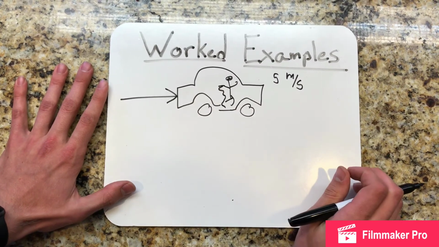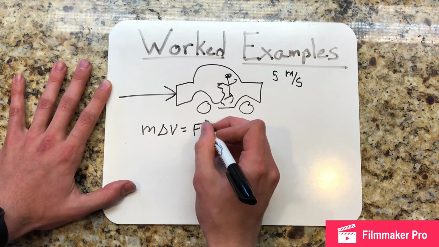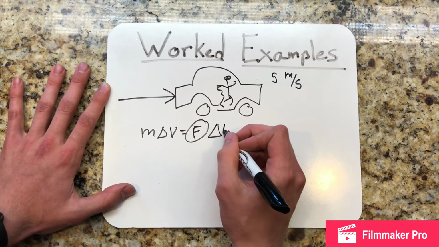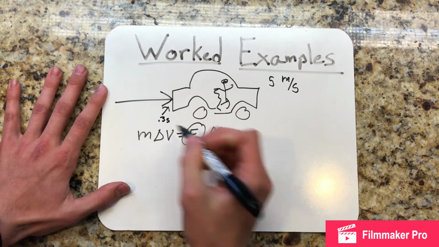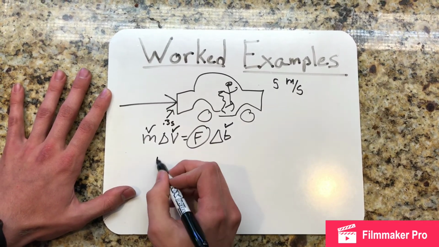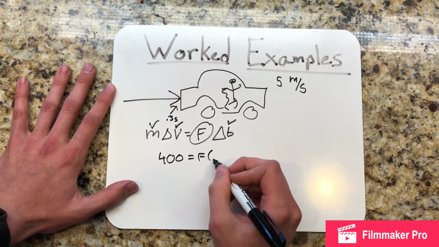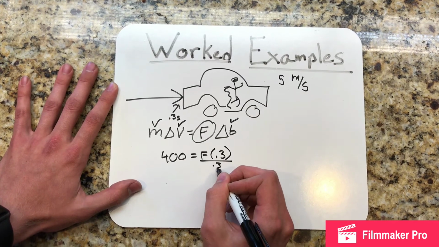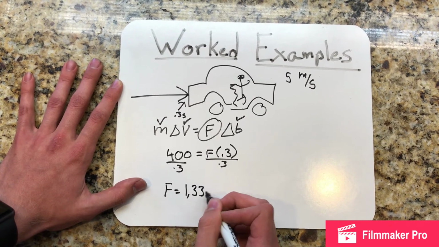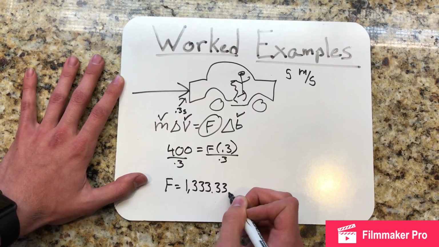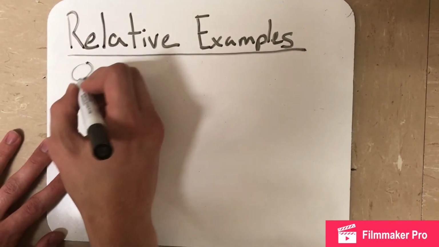So to find that, we have our mass times the change in velocity equals our force, which is what we're trying to find, times the change in t. This change in t was given to us. It is 0.3 seconds. So we have 400 equals the force times 0.3. If you divide both sides by 0.3, you get your force, which equals 1,333.33 newtons.